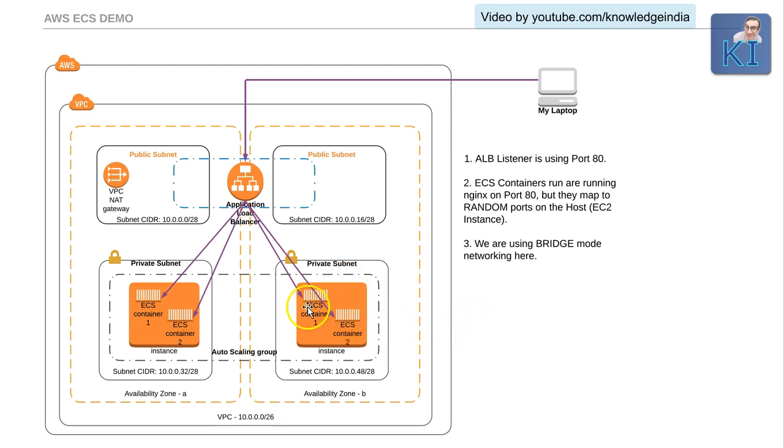What I'm trying to say is, let's say in container 1 I have Nginx running on port 80, and in container 2 also I have Nginx running on port 80. I cannot map both of these container ports to my EC2 instance port 80, because only one-to-one mapping is possible. So in bridge mode, the traffic will first hit a particular port of your EC2 instance, and then go to whichever container port that EC2 port is mapped to.